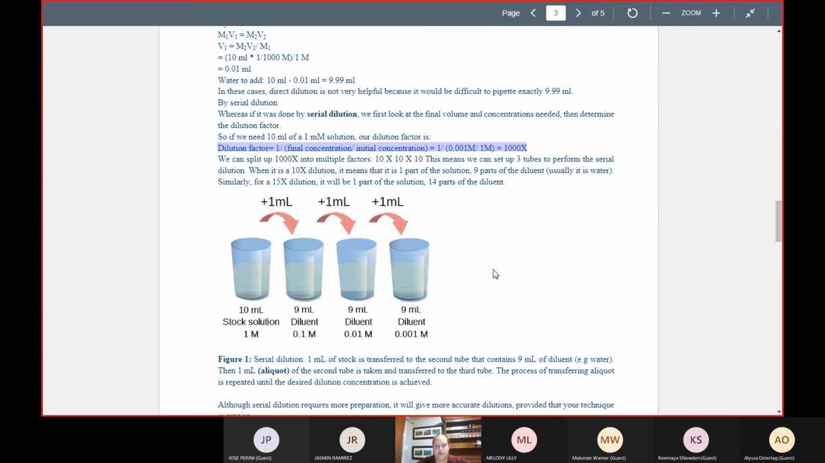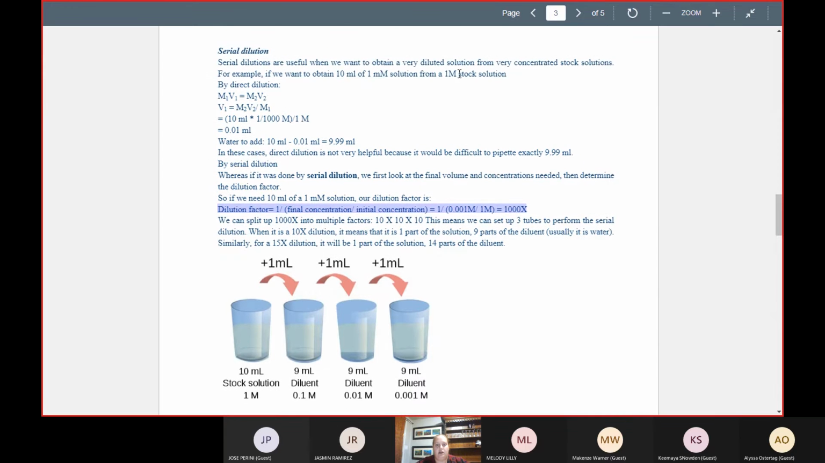Dilution factor, which we're going to be talking about, equals 1 divided by the final concentration over the initial concentration. And they have to be in the same units. For this particular example, our final concentration is 1 millimolar, which is 0.001 molar. Our stock solution is 1 molar, so our dilution factor would be 1000, because essentially we are dividing 1 by 0.001 and dividing that by 1, which equals 1000.